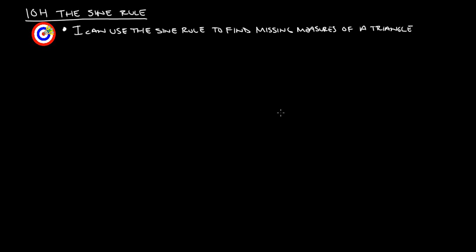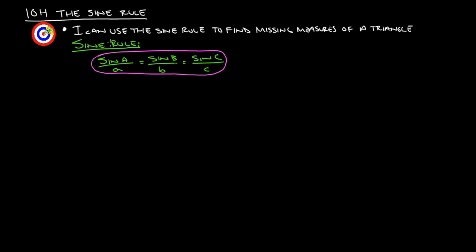I'm going to take you through the 10 H notes on the sine rule. At the end of this you should be able to say that I can use the sine rule to find missing measures of a triangle. So let's jump into what the sine rule is.